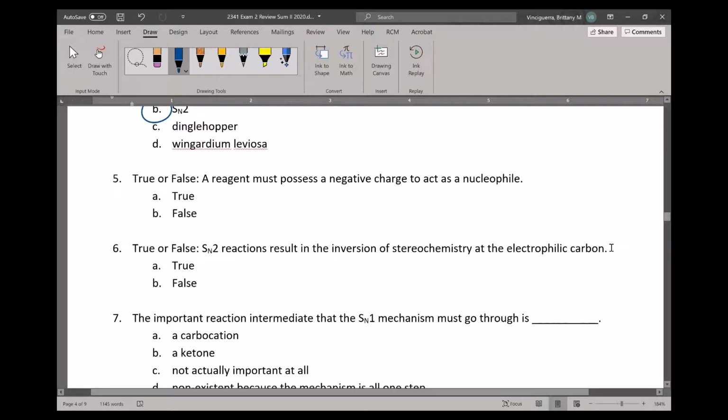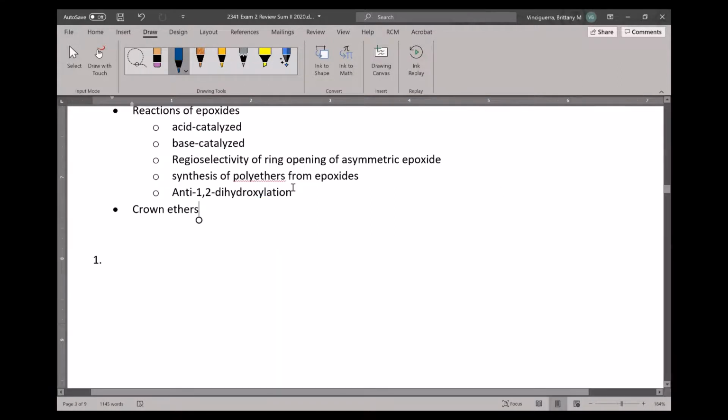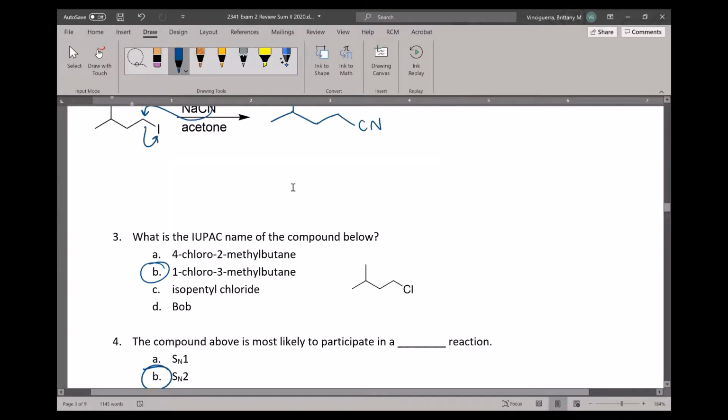So, true or false, a reagent must possess a negative charge to act as a nucleophile. True. So what I would do is think about things that you've seen act as nucleophiles. We've used, so I hate this, I'm so sorry. I will not scroll down as much.